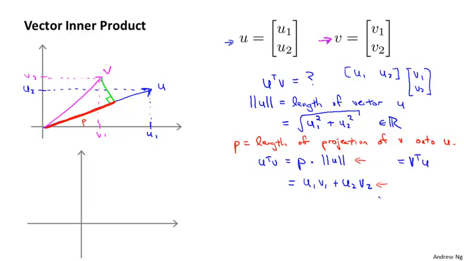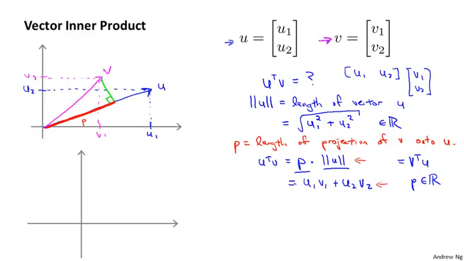So if you were to do the same process in reverse, instead of projecting v onto u, you could project u onto v, then do the same process but with the roles of u and v reversed, and you should actually get the same number, whatever that number is. And just to clarify what's going on in this equation, the norm of u is a real number, and p is also a real number, and so u transpose v is the regular multiplication of two real numbers: the length of p times the norm of u.